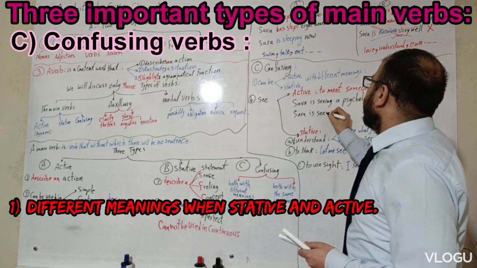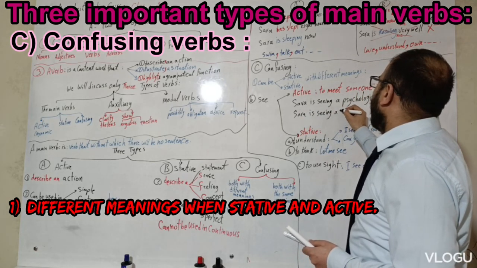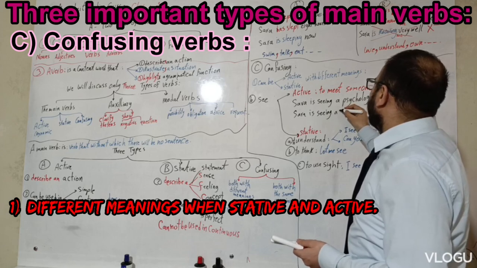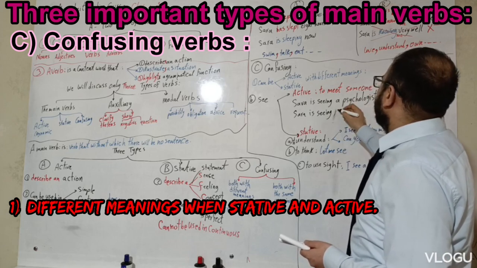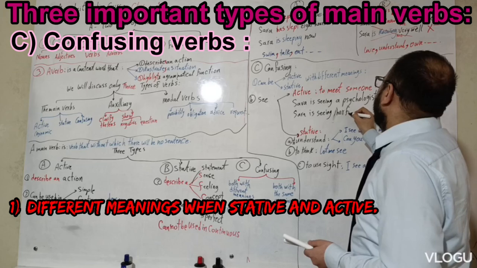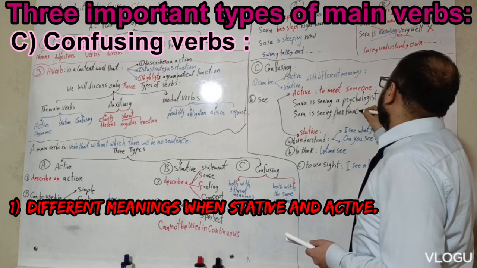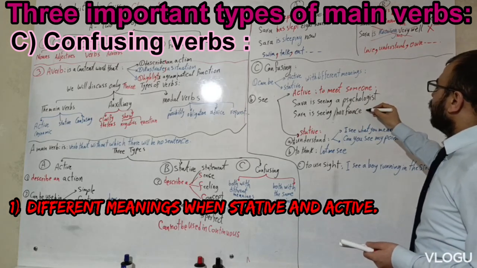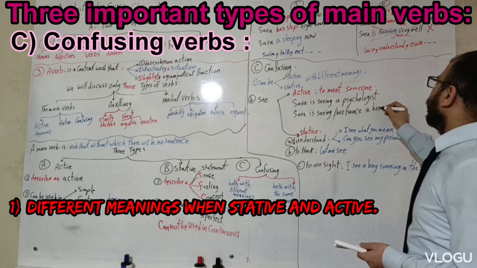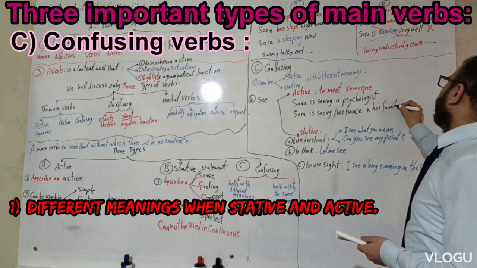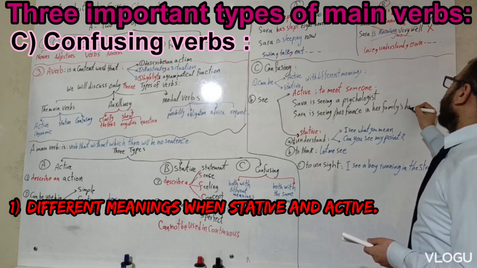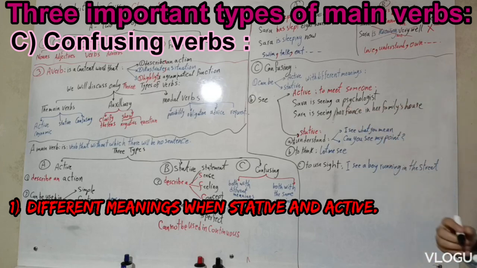Or we can say Sarah is seeing, for example, her fiance in her family's house. Here, it means they are meeting.